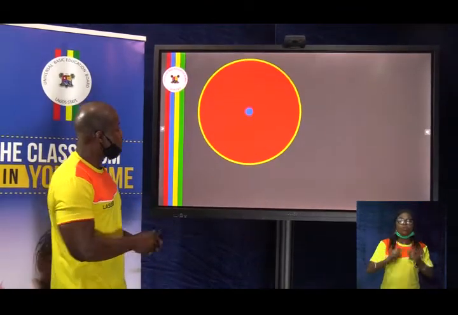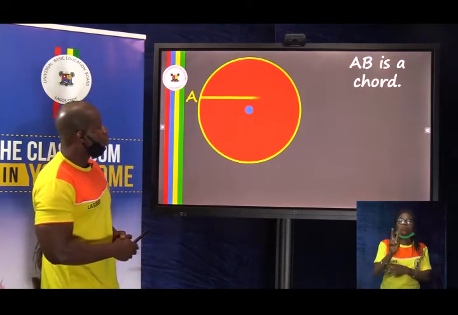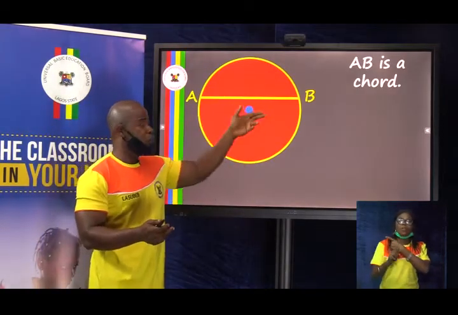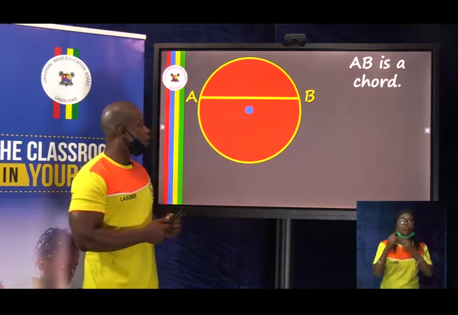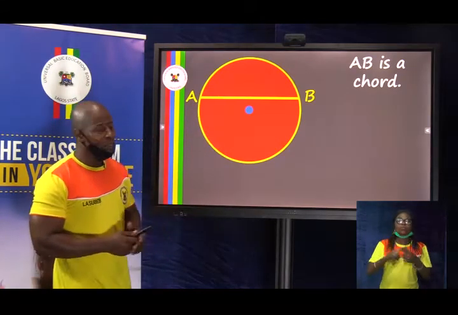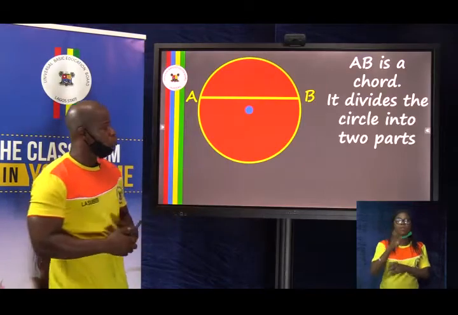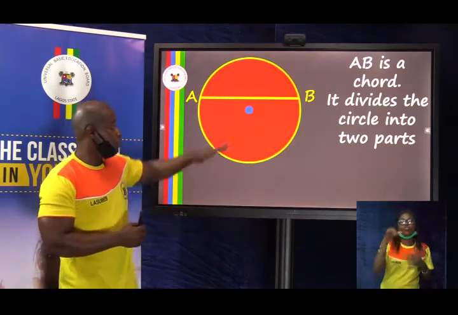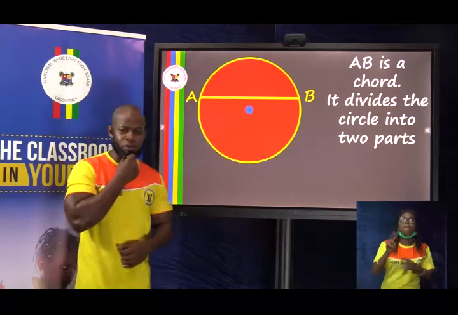Now, this is a circle, and this line AB is a chord. Remember, a chord touches 2 points. So this chord starts from A and goes to B. Now, this chord automatically divides the whole circle into 2 parts. I mean, there's this part below, and there is this part on top.